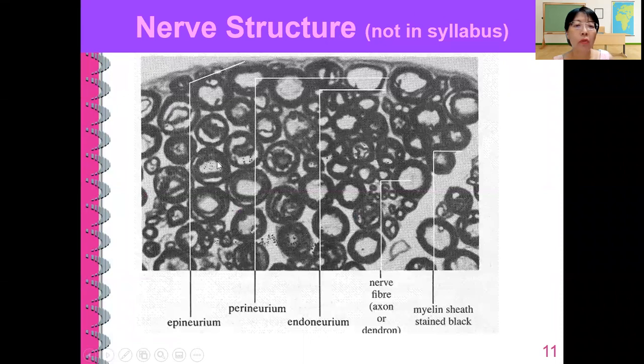So this is another diagram to show you that all the transverse section of the neuron is actually covered by dark circle, dark ring. So this dark ring is actually the myelin sheath as well. So they are myelinated neuron.